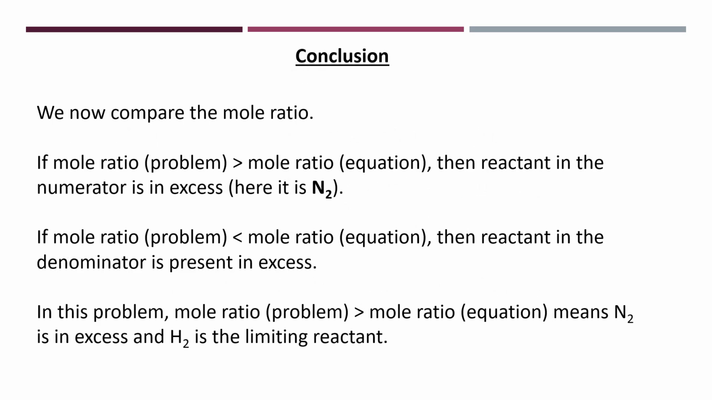Conclusion. We now compare the mole ratios. If the mole ratio from the problem is greater than the mole ratio from the equation, then the reactant in the numerator is in excess. Here it is nitrogen. If the mole ratio from the problem is less than the mole ratio from the equation, then the reactant in the denominator is present in excess. In this problem, the mole ratio from the problem is greater than the mole ratio in the equation, meaning N2 is in excess and hydrogen is the limiting reactant.